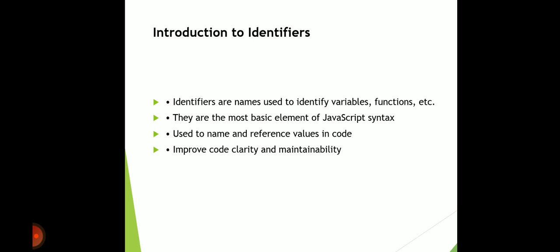Introduction to identifiers. Identifiers are names we use to label things in our code, like variables, functions, objects, etc. They are the basic building blocks of JavaScript code. We use them to store and access values. Good identifiers make code easier to read and understand.